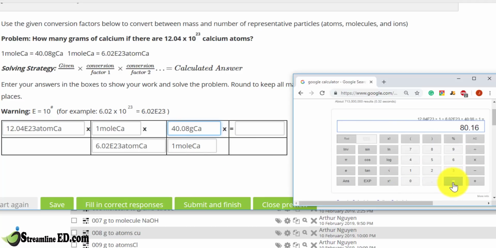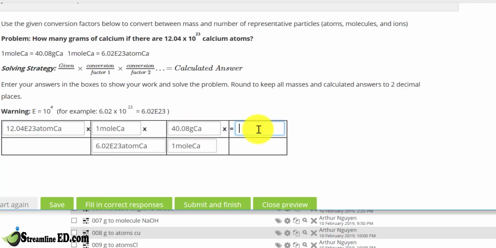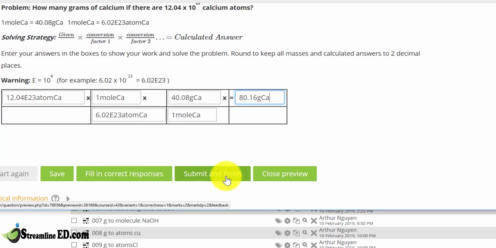And what do we have? We have 80.16. And what's the unit left over? Well, atom will cancel. And what is the unit going to be? Well, grams of calcium. So we have 80.16 grams calcium. And that's all we have to do.